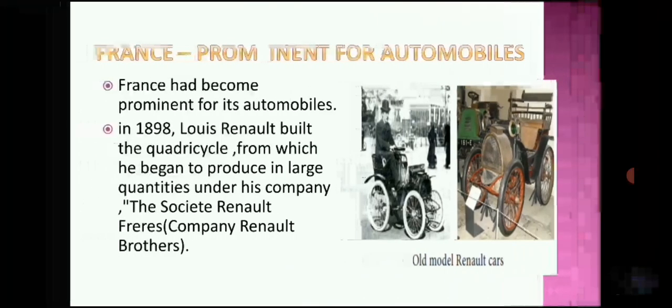In 1832, the first French railroad, the Saint-Etienne line, was opened. Numerous railroad lines followed. By the end of the 19th century, France had become prominent for its automobiles. The two biggest automobile companies of France today were started in 1891. In 1898, Louis Renault built the quadricycle, from which he began to produce in large quantities under his company, the Societe Renault Freres, the company of the Renault Brothers.